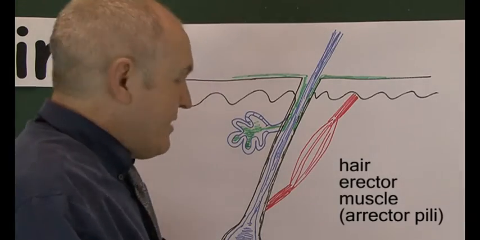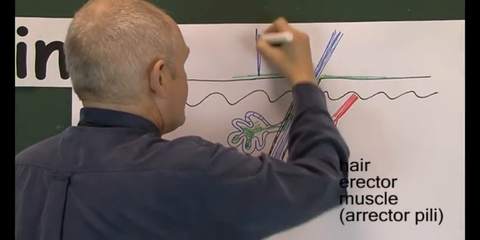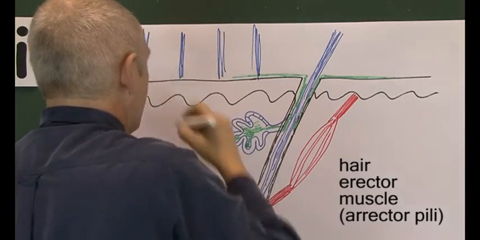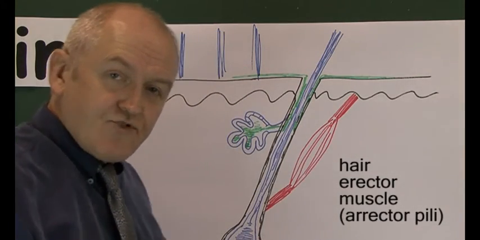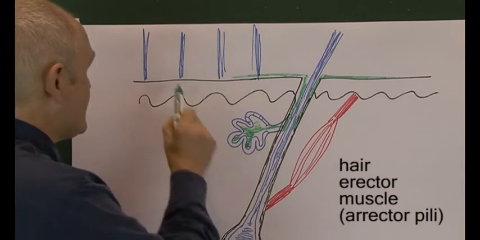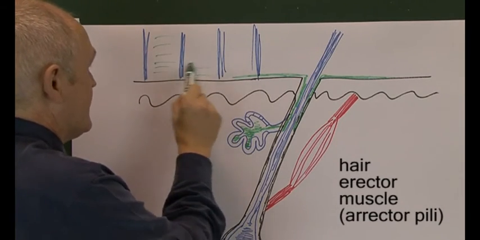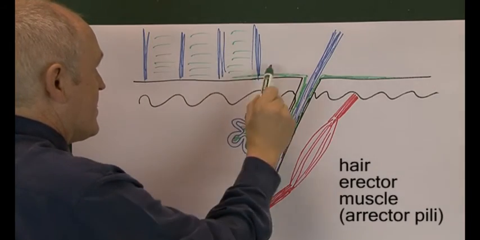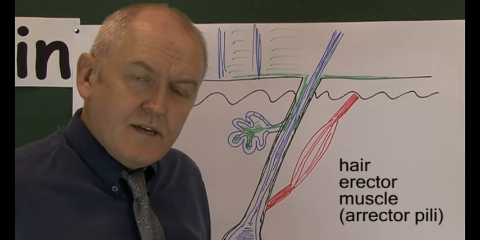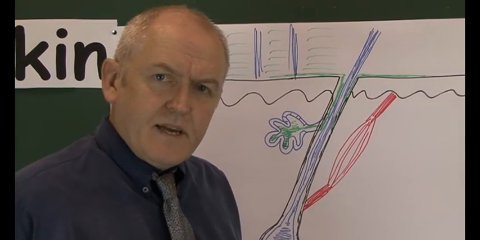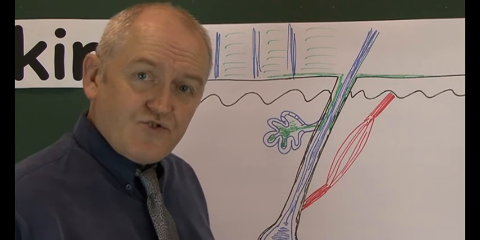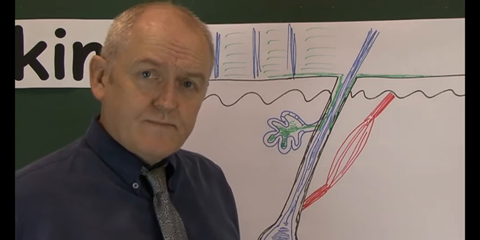Well, the idea is that if you have lots of hairs standing erect on the surface, what you're actually doing is trapping a layer of air next to the surface of the skin. So this would be trapped air next to the surface of the skin. And air is a particularly good insulator of heat. It keeps the heat in. So the hair erector muscles are going to contract when the person's too cold.